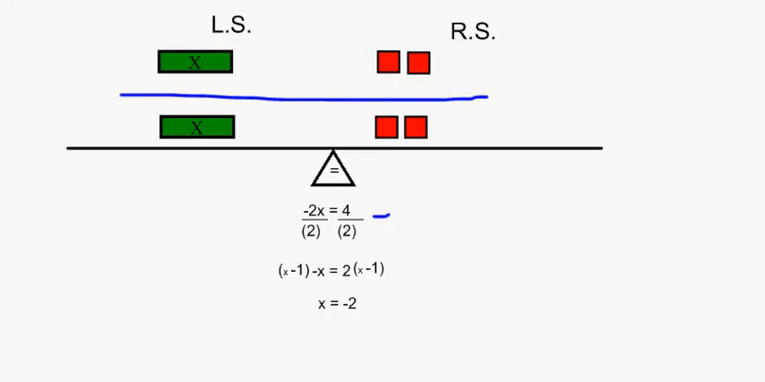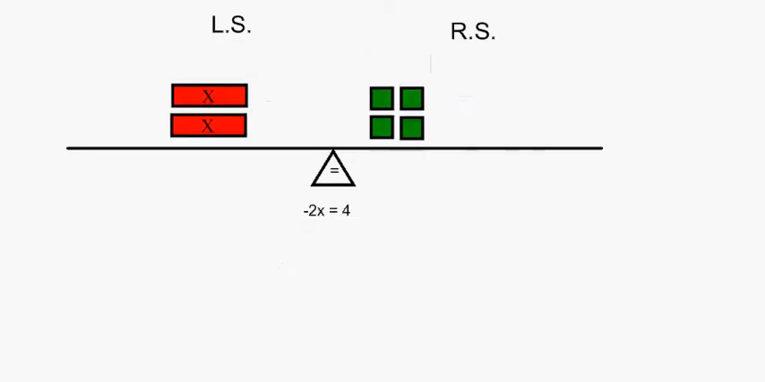Here's my original question again. Some students don't like working with the negatives, and so what they could do is get rid of my negative 2x by adding a positive 2x to both sides. And that's going to produce a 0 pair here and a 0 pair here.